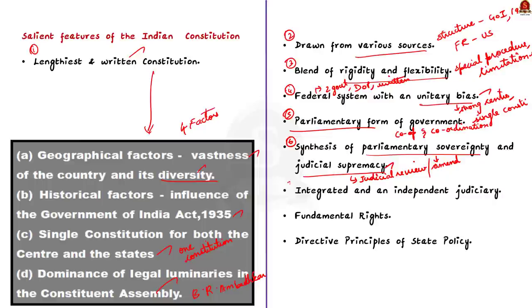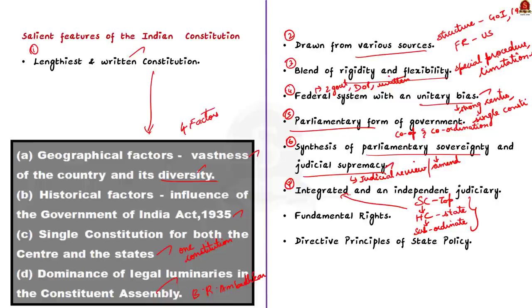Now, coming to the seventh feature, the constitution provides for an integrated and independent judiciary. See, the Supreme Court stands at the top of the integrated judicial system in the country. Below, there are high courts at the state level. Then, under a high court, there is a hierarchy of subordinate courts. Thus, we say the Indian judiciary is integrated. Also, note that neither the legislature nor the executive organs can influence the order of a court. That is why we call the Indian judiciary independent. This is the seventh feature.